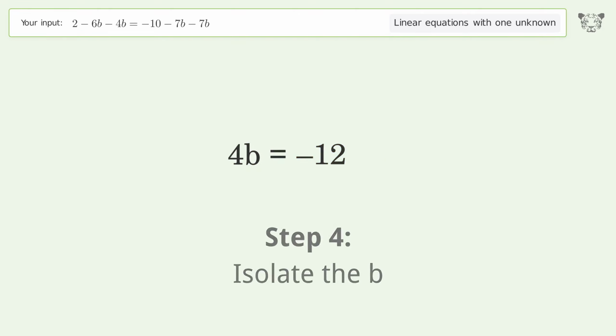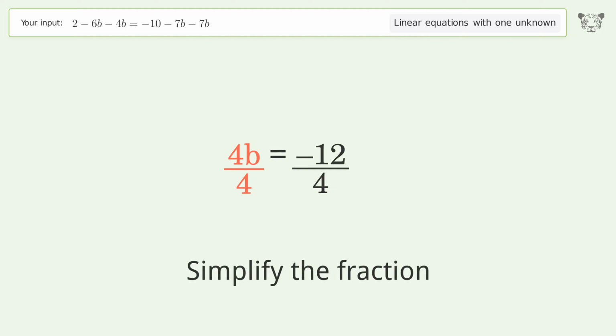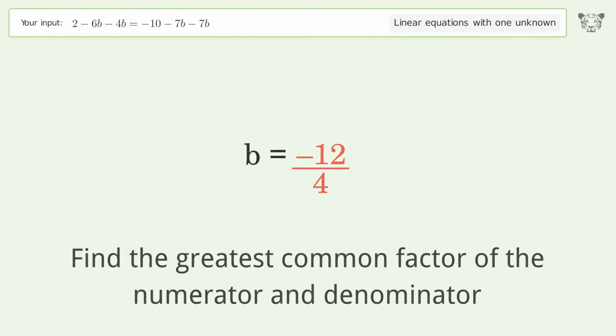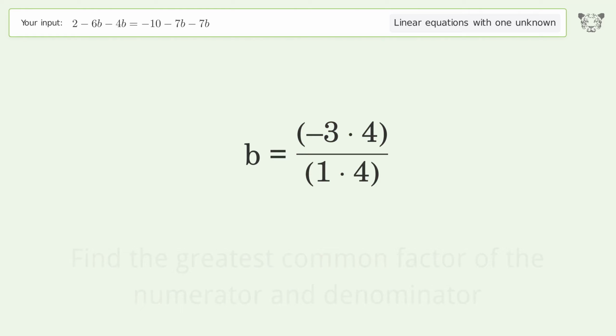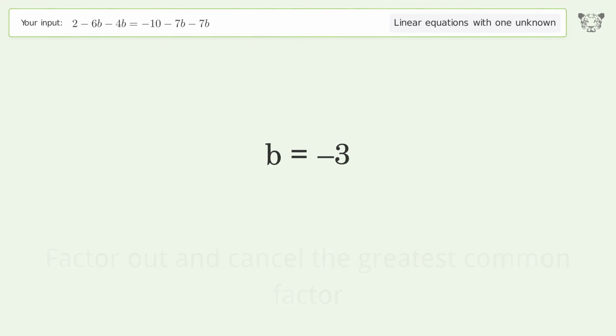Isolate the b. Divide both sides by 4. Simplify the fraction. Find the greatest common factor of the numerator and denominator. Factor out and cancel the greatest common factor. And so the final result is b equals -3.